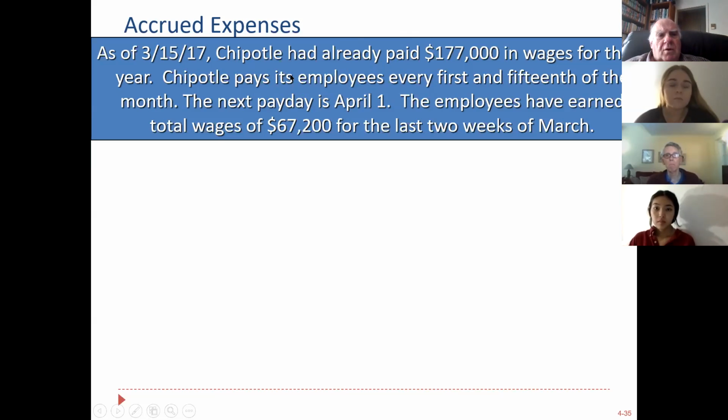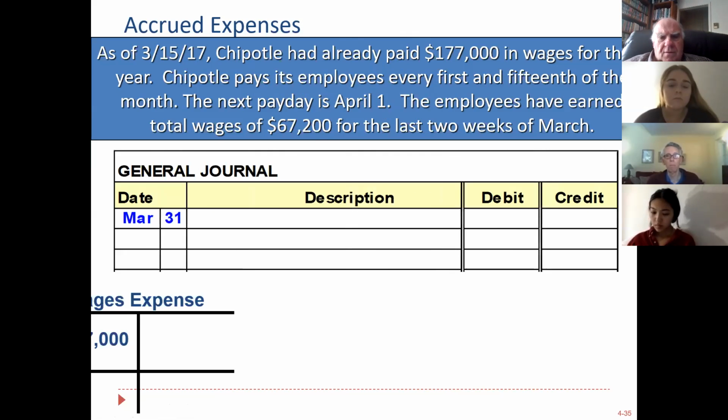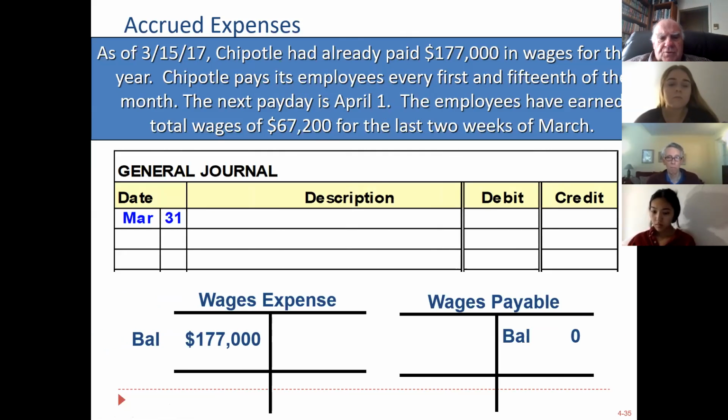So the people who worked from 3/16 to 3/31 at the end of the month, they're not going to get paid. They get paid the next month. Chipotle pays its employees every 1st and 15th. Next payday, April. So they earn those wages for the last 2 weeks of March. And you remember we saw no wages payable on the trial balance.